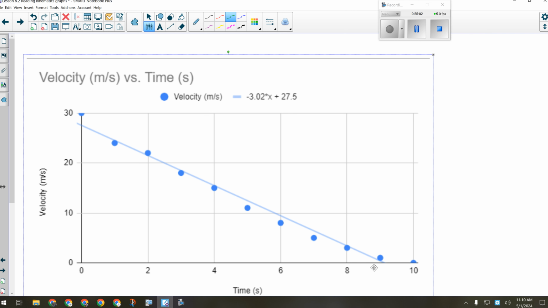Where does the line go? Don't be afraid to say it. You're looking at it and you know it. This thing comes to a stop, right? That line goes down to 0 and doesn't go through it. That means that at about 9 seconds, that object comes to a stop, according to the line anyway. So my initial velocity is positive 27.5. My final velocity is 0. What's my acceleration? Negative 3.02 meters per second squared.